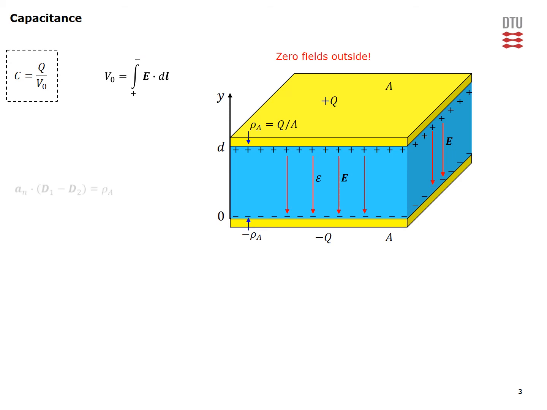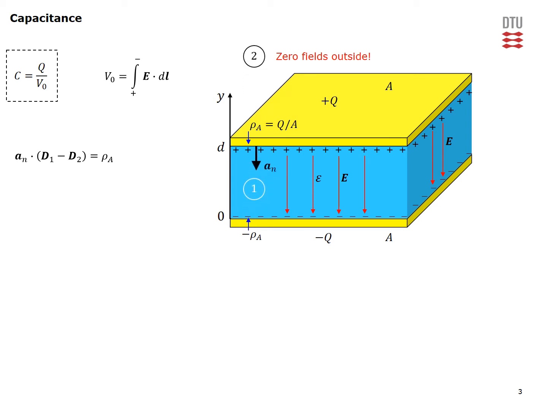In this assignment, we will use the boundary conditions for the normal component of the D field to get the D field inside of the capacitor. D1 is the field in medium 1, D2 is the field in medium 2, and this unit vector points from medium 2 to medium 1. This is the free surface charge density at an interface between these two materials.